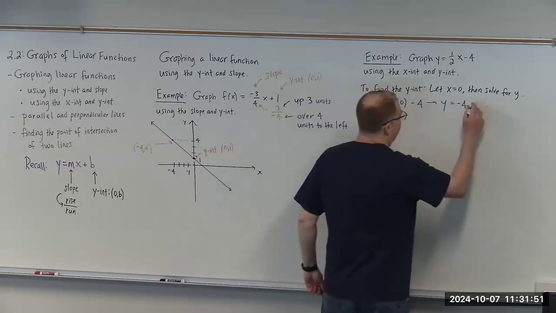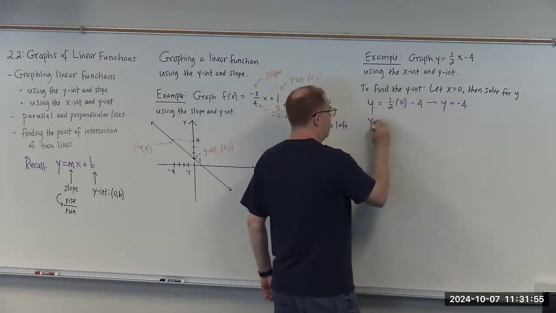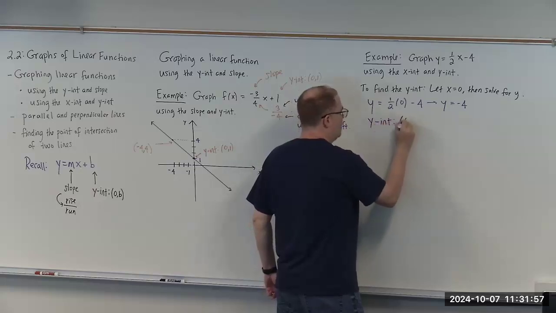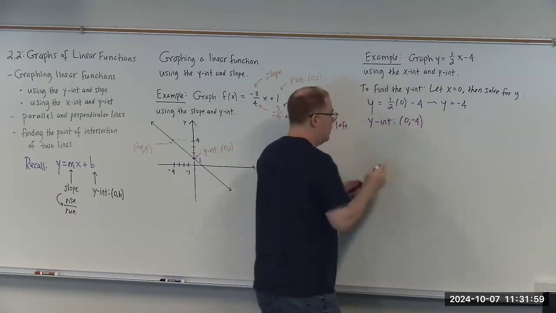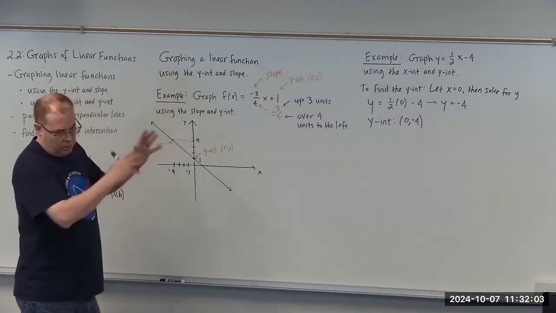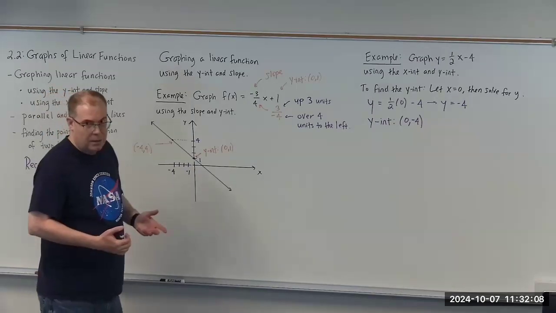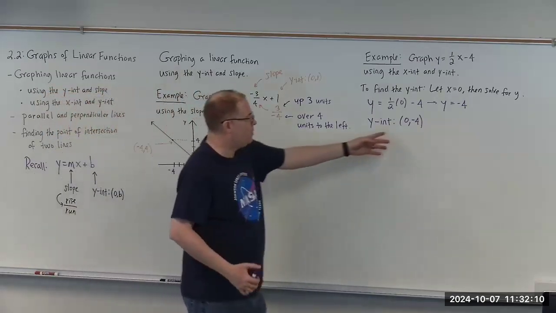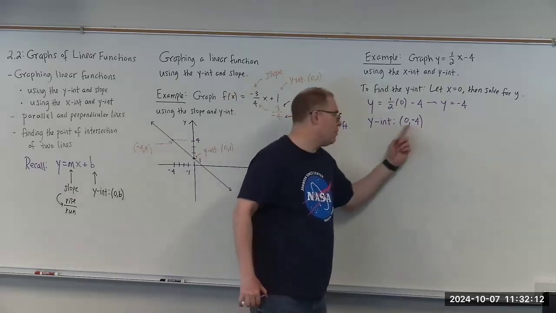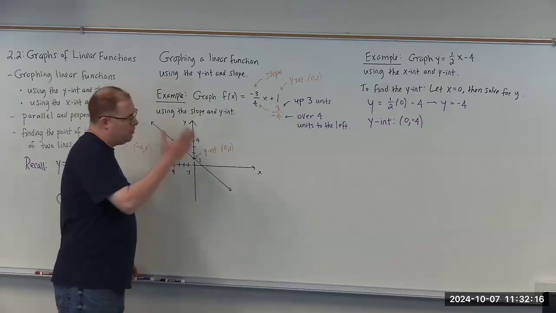So we end up getting the coordinate. The y-intercept is going to be (0, -4). All you're doing in this case is just evaluating the function at 0, so 0 being your input, and your output is going to be negative 4. So we found the y-intercept.